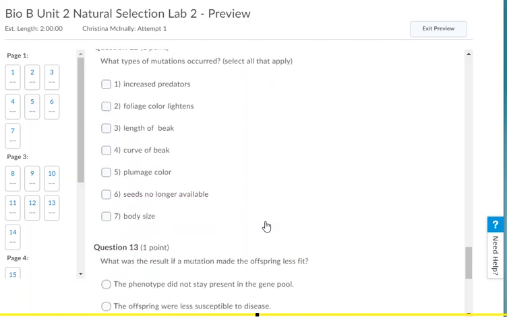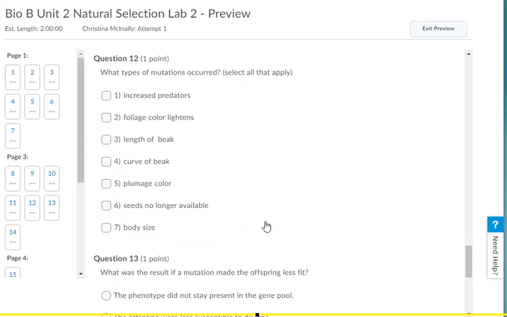Okay. All right, question 12. What types of mutations occurred? All you had to do is pick multiple ones of these that match the types of mutations that we saw. So is an increase of predators in the environment a mutation in a population? So, like, the body size would be one? Would that be it? The body size would be one. Okay.